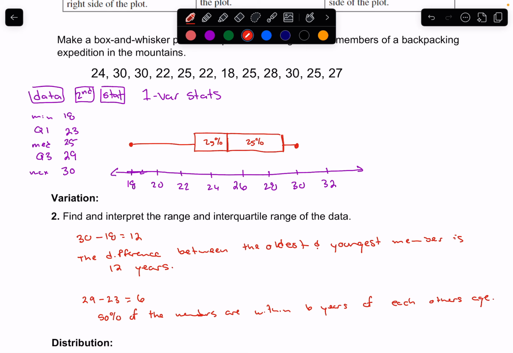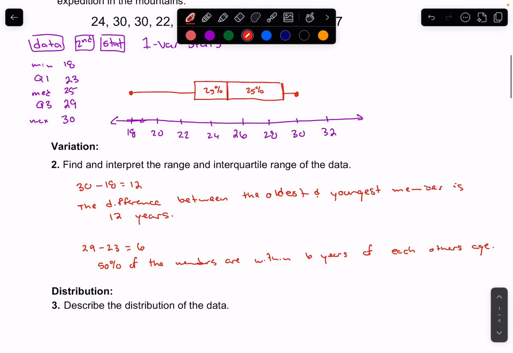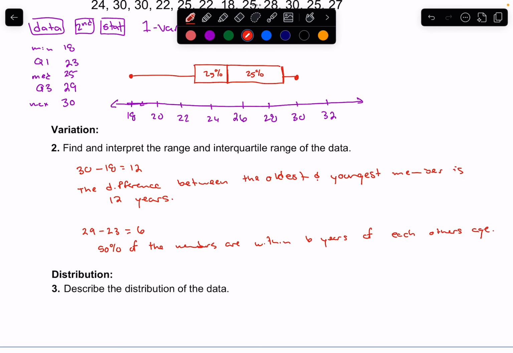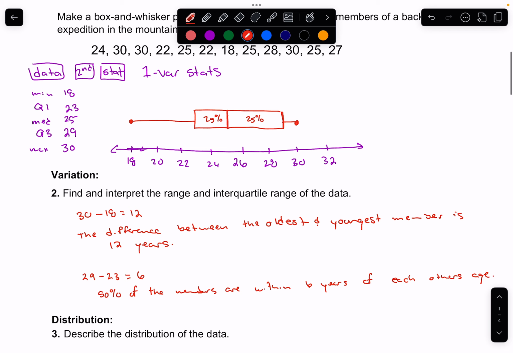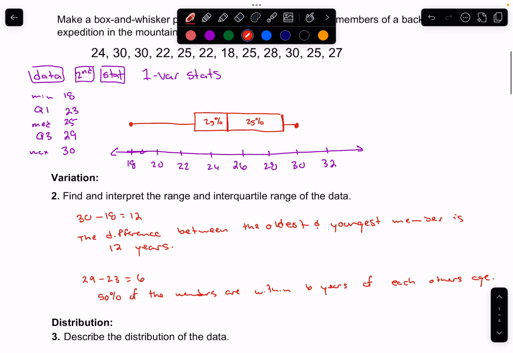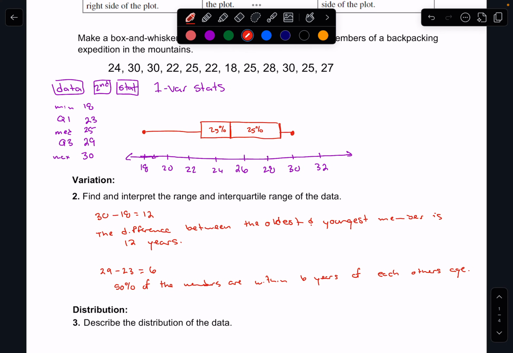You could say that 50% of the people, I guess we're still talking about range, huh? 50% of the people are between those two ages, so they're within 6 years of each other. You've got 25% that are older than 29 and 25% that are younger than 23, which is going to come up here a little bit later, right? So number 3 says describe the distribution. So the distribution is kind of the shape, all right?